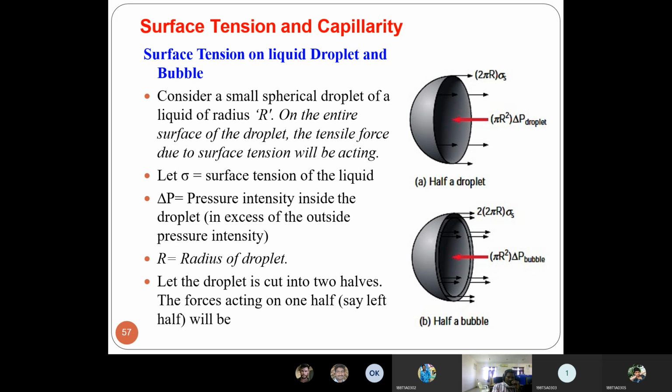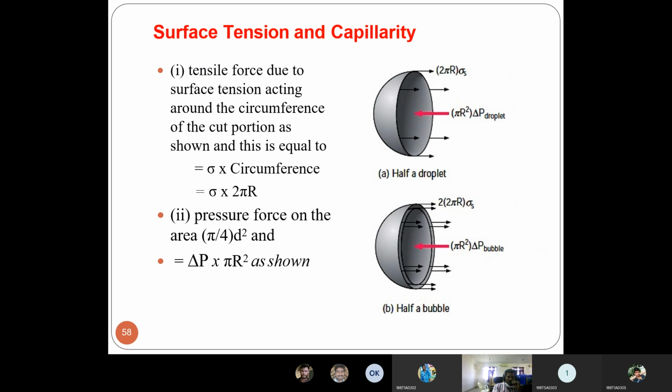Come to this terminology. Let sigma be the surface tension of the liquid, and delta P be the pressure intensity inside the droplet in excess of the outside pressure intensity, where R is the radius of the droplet. Let the droplet be cut into two halves. The force acting on one half will be the tensile force due to surface tension acting around the circumference of the cut portion, as shown here.